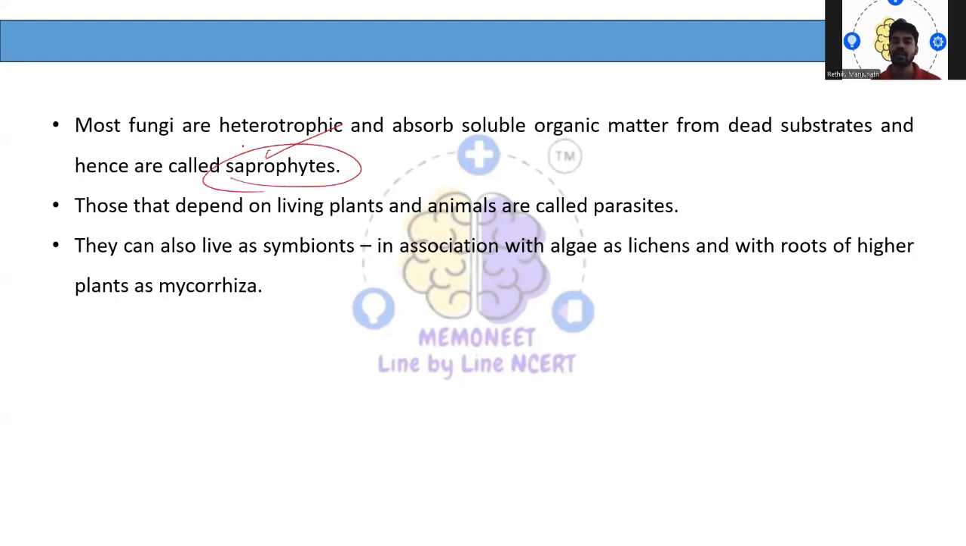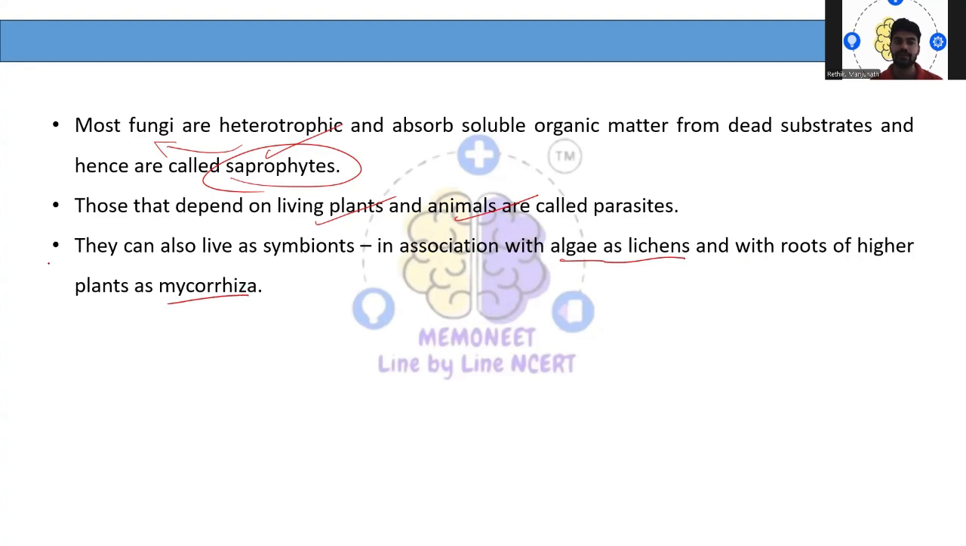Okay, fungi are basically saprophytes. If the fungi depend on living plants and animals, then they are called parasites. They can also live symbiotically, that is, in association with other organisms, where mutual benefits take place, like in association with algae as lichens, and with roots of higher plants as mycorrhiza.